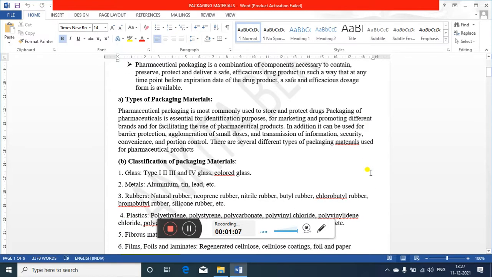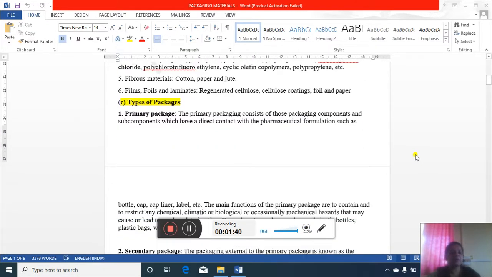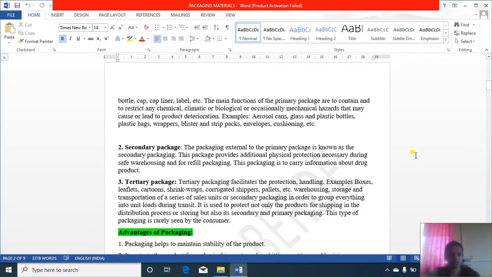Types of packaging materials are also there. Classification of the packaging materials is also there: type 1, type 2, type 3, type 4, and colored glasses. There are different names given for each and every glass. Kindly go through it. Then after that, see, there is primary package, secondary package, and tertiary package.